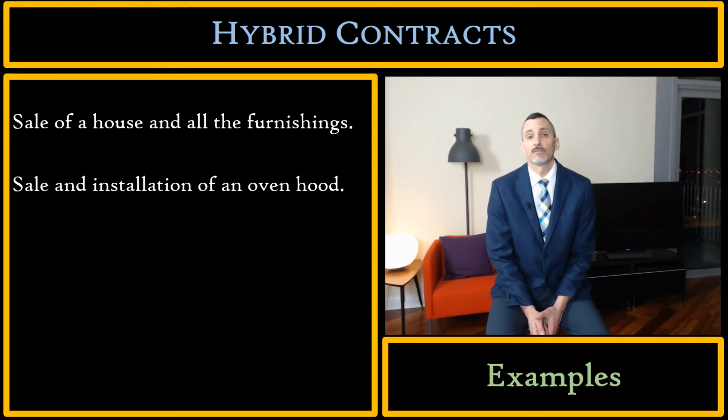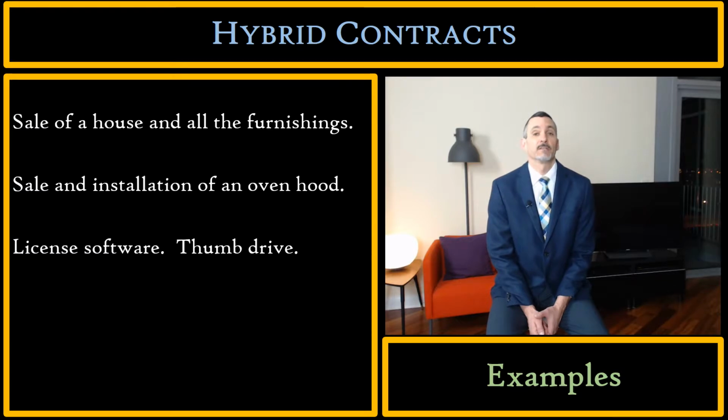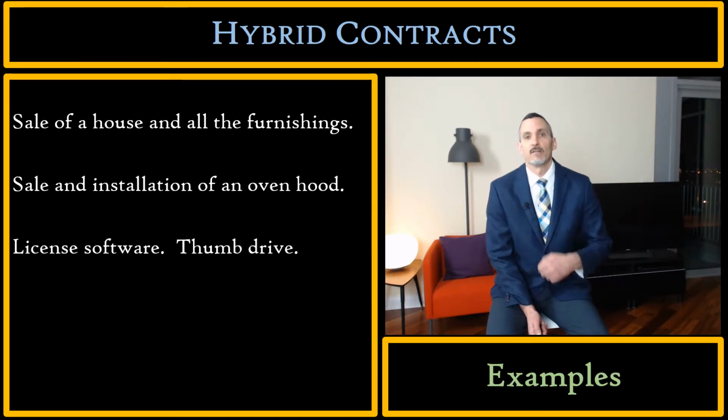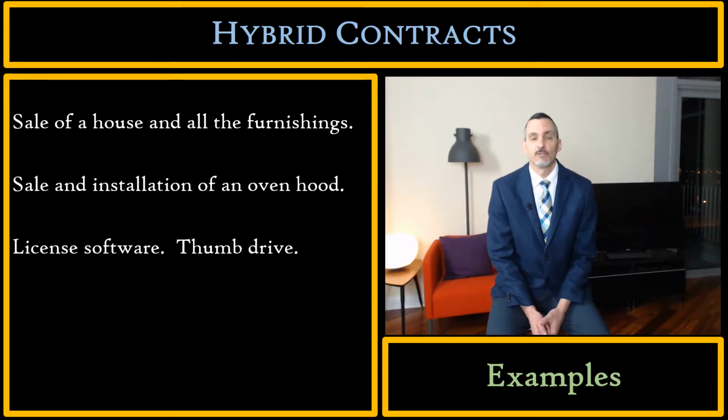Here's another example. The sale and installation of an oven hood. An oven hood, of course, is a good, but installation is a service. Under this contract, if there's some sort of legal issue, do we apply the common law or the Uniform Commercial Code? How about the license of software? The license of software is governed by the common law. Software is not a good. But what if the software comes on a thumb drive or a CD? Clearly the thumb drive and the CD, that is a good. In this transaction, do we apply the common law or the UCC when we have some sort of legal issue?